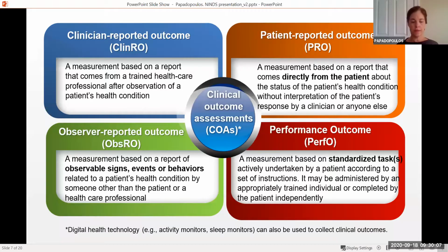So for reference, this slide shows the definitions of the different types of COAs from the current version of the BEST glossary. And this resource also includes a discussion of each type, as well as some examples.